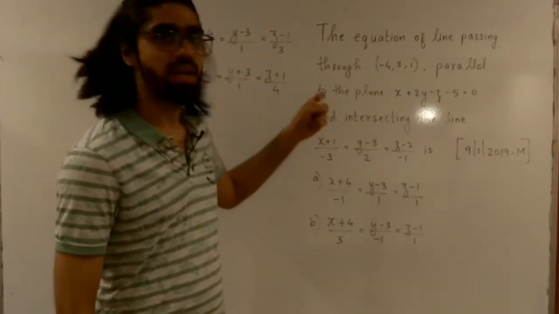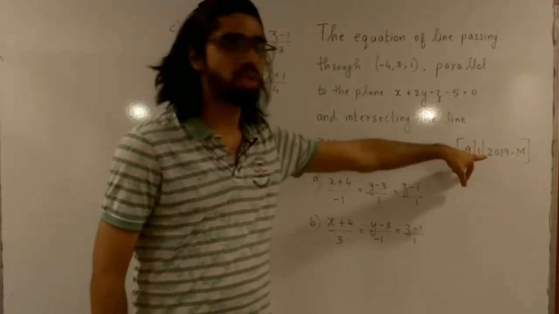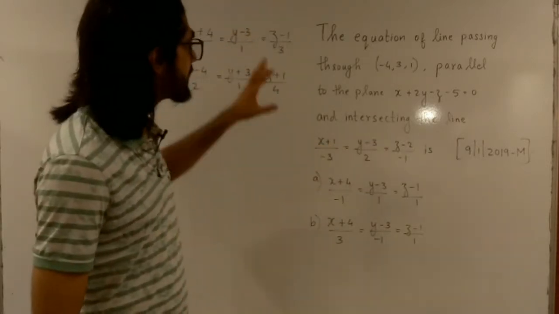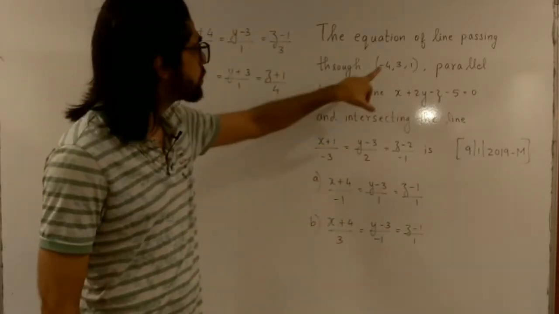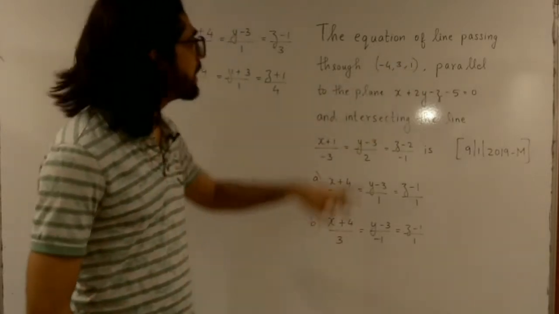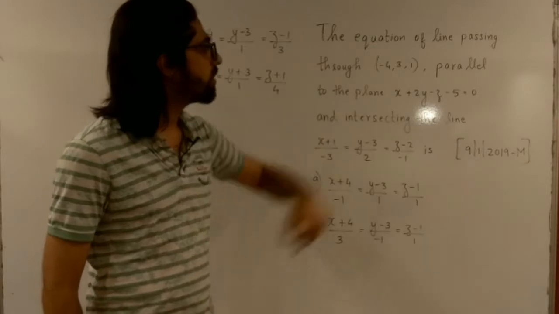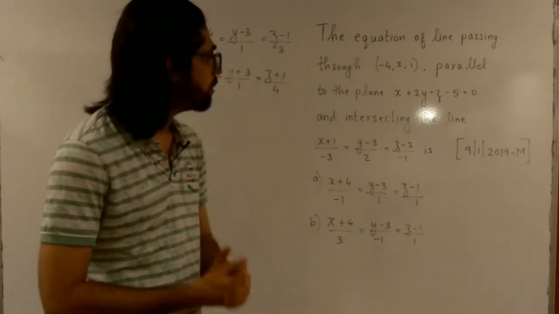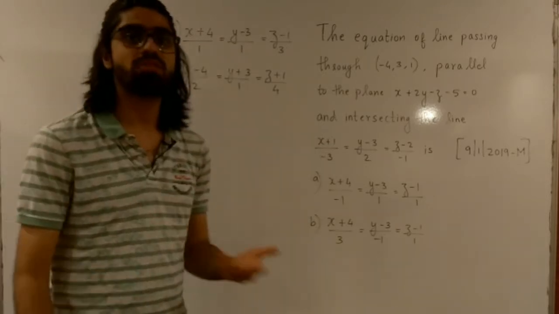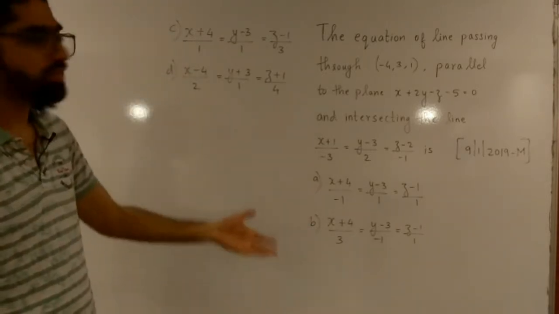This question had appeared in 9th January 2019 JEE Mains papers in the morning session. The question says: the equation of a line that passes through this point, -4, 3, 1, second, is parallel to the plane x plus 2y minus z minus 5 equal to 0, and third, intersects this line, will be which of the given options.